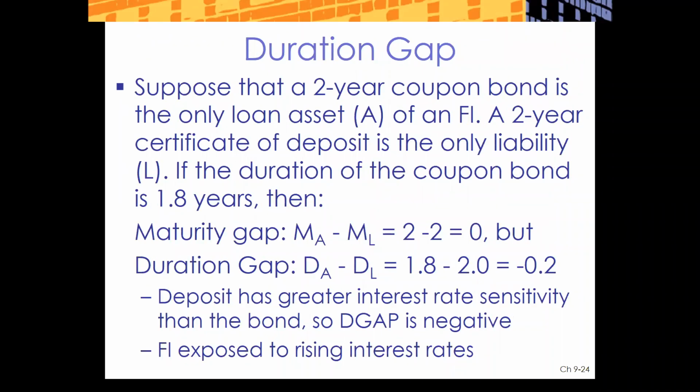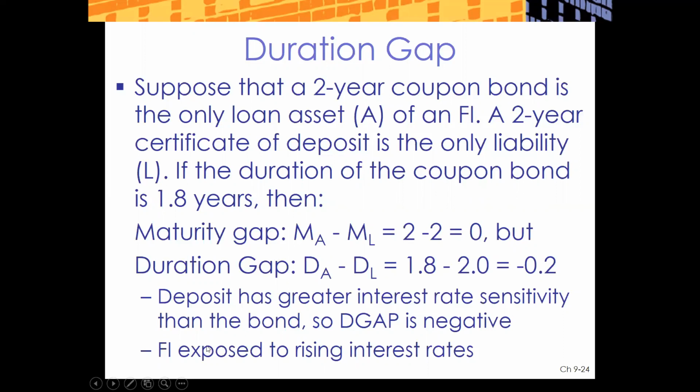So, duration gap. Suppose that a 2-year coupon bond is the only loan asset for a financial institution, and a 2-year certificate of deposit is the only liability. If the duration of the coupon bond is 1.8 years, then the maturity gap, 2 minus 2, is 0. The maturities are the same, 2 years and 2 years, so directly 0. But the duration gap is 1.8 minus 2, which is minus 0.2. So there is a negative number. The deposit has greater interest rate sensitivity than the bond. So the duration gap is negative.